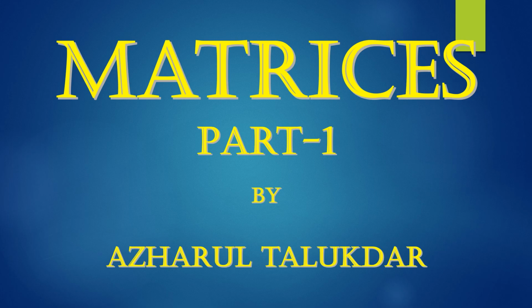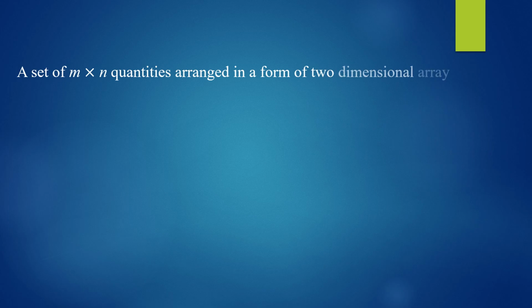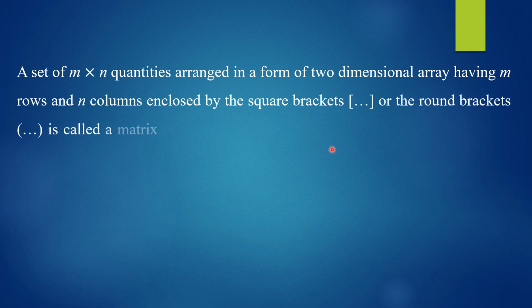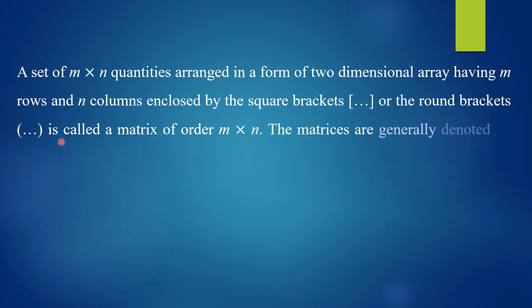Okay, so let us begin the chapter. This is the definition of matrix. What is a matrix actually? So here I have written that a set of m by n quantities arranged in the form of a two-dimensional array having m rows and n columns, enclosed by square brackets or by round brackets, is called a matrix of order m by n.